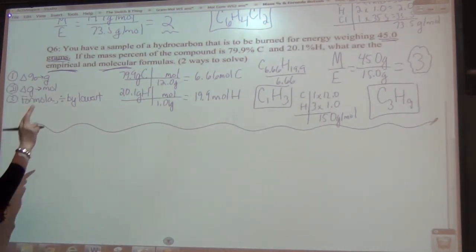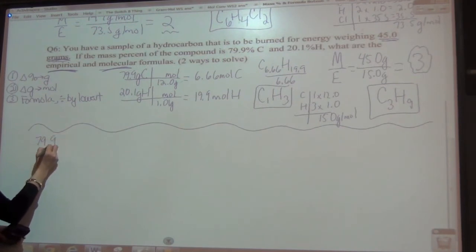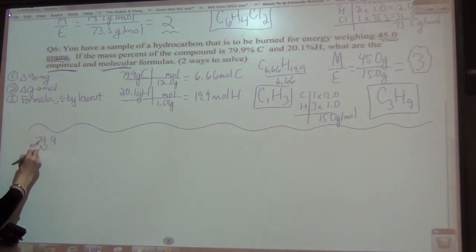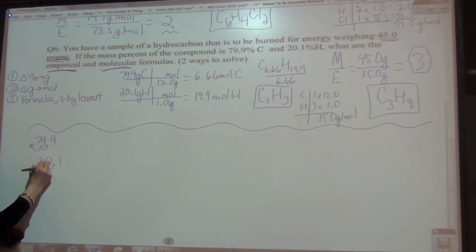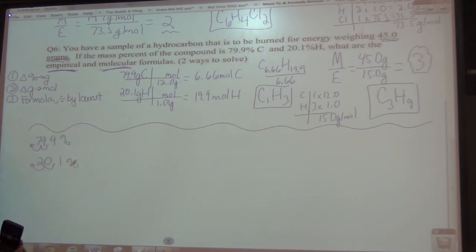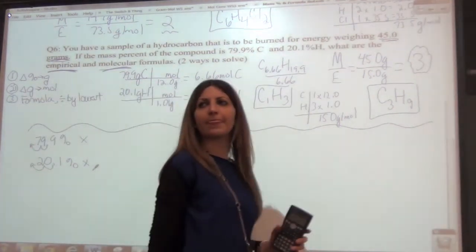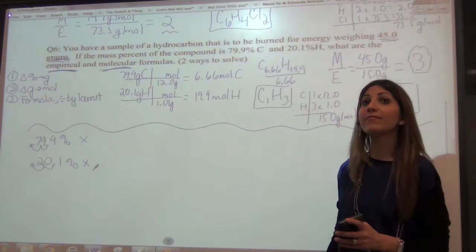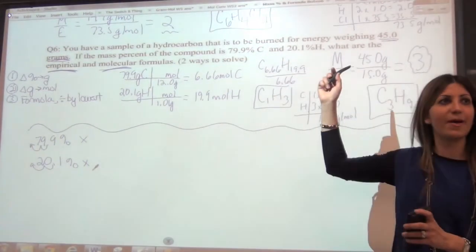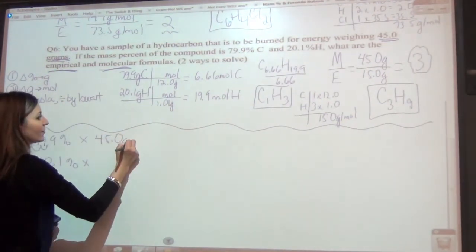So what we're going to do is we're going to shift our decimal 2 loops back in our percent. So instead of 79.9, we're going to get 0.799. And instead of 20.1, we're going to get 0.201. Okay? We shifted our decimal 2 loops back. That was a percent. It's no longer a percent. Okay? We're going to multiply by the mass. What mass? Yeah, the total, which is 45. You're going to multiply by the total mass, which is 45. So we're going to multiply this by our 45 grams.